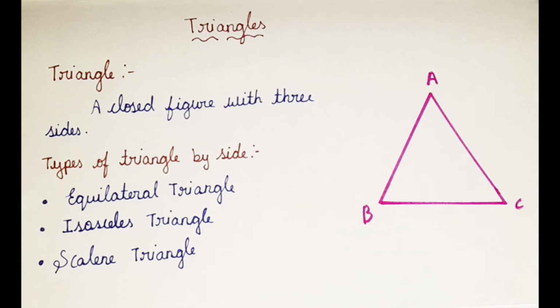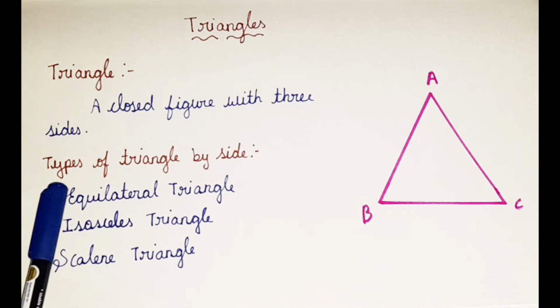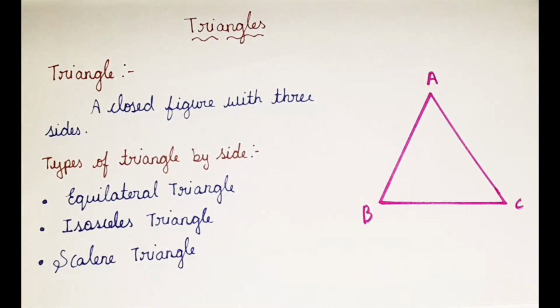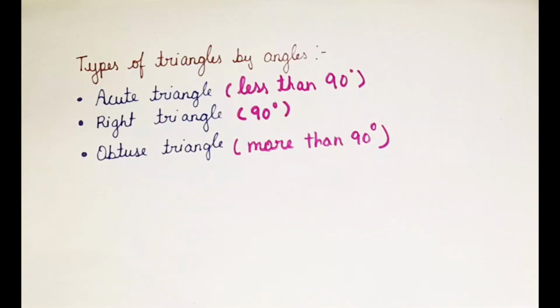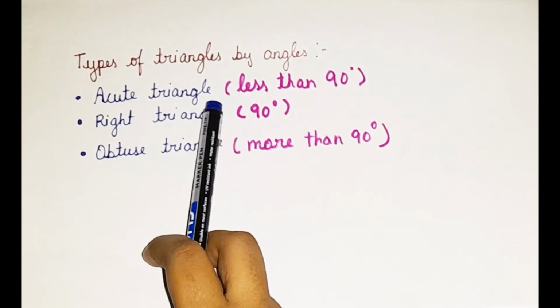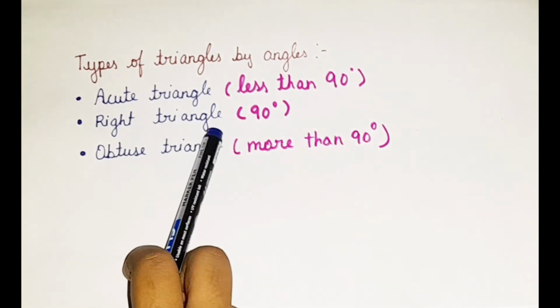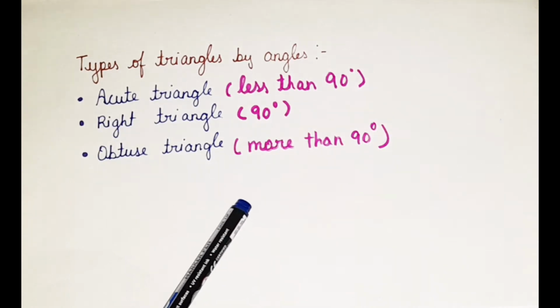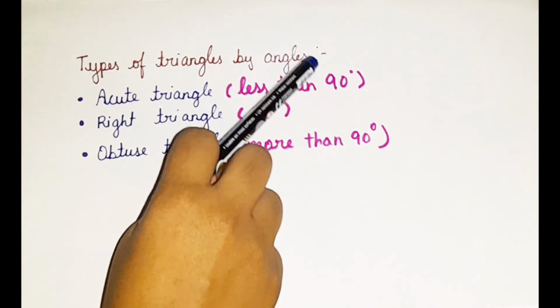Now we are going to recall the types of triangle by angles. Here it was by sides, and now we are focusing on types of triangle by angles. What are the types of triangles by angles? Acute triangle, right triangle, obtuse triangle. Here the angles are really important.